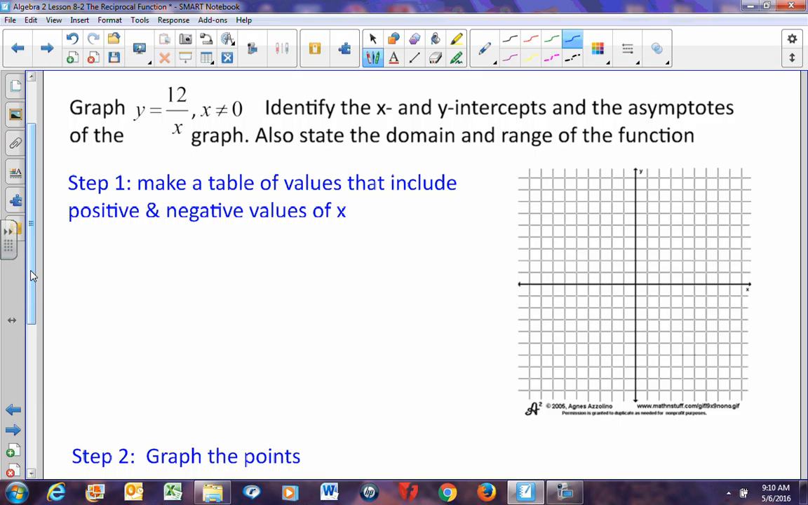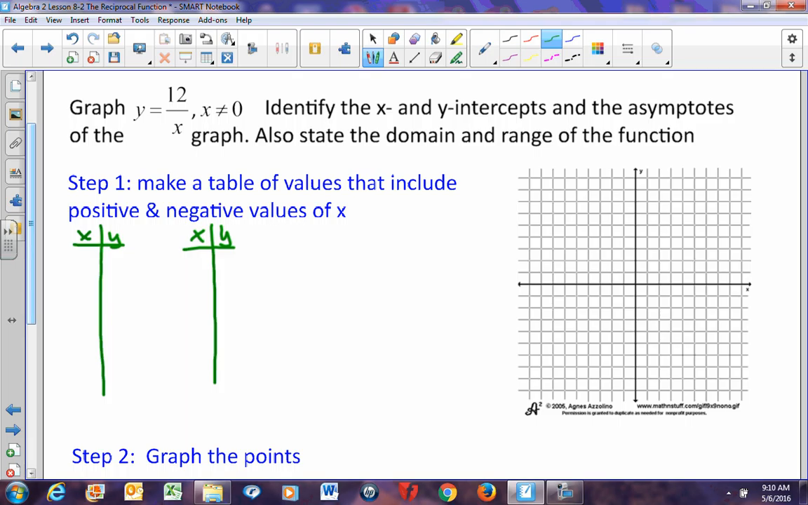I'm going to have a lot of numbers here, just to show you that you can get the general idea of what the graph is going to look like if you plot more numbers. So I'm going to make an x and y table. It's going to be a very large table. I probably should do it horizontally instead of vertically, but I'm just going to do it vertically. It just makes it easier. I'm going to start with multiples of 12, because I know that makes it easier.